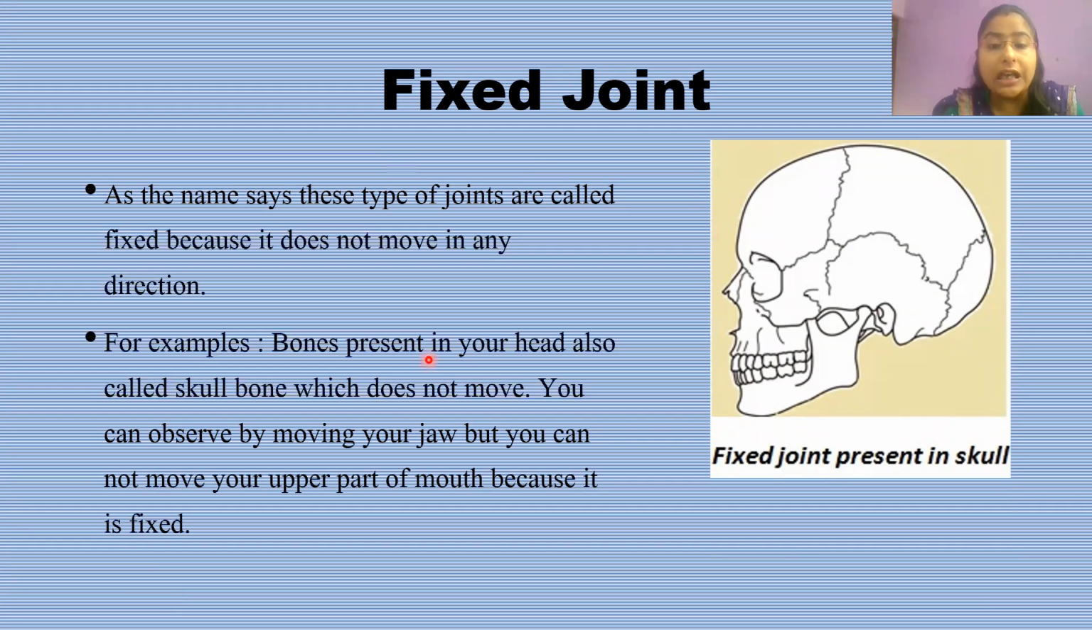Okay, for example, bones present in your head, also called skull bone, which does not move. Okay, जो bones हमारे skull में present है, they do not move. You can observe by moving your jaw, but you cannot move your upper part of mouth because it is fixed. When you open your mouth and feel it, you are not able to move the upper jaw. You can move the lower jaw, but you cannot move the upper jaw because the upper jaw is fixed, known as a fixed joint.